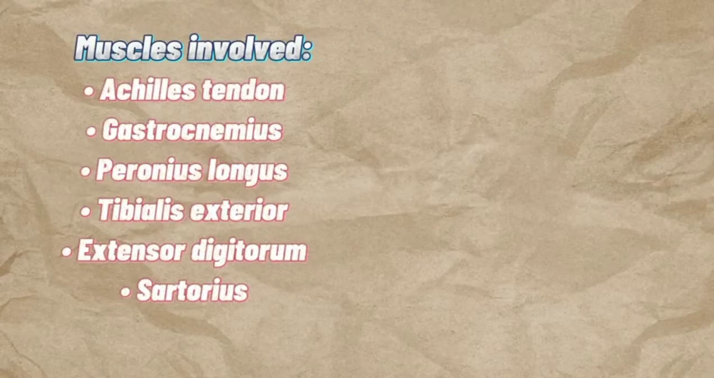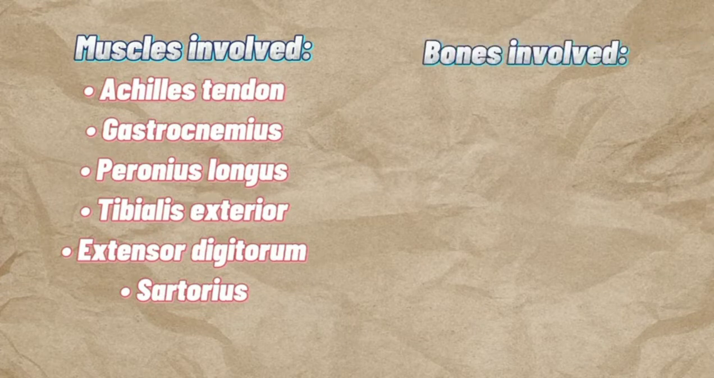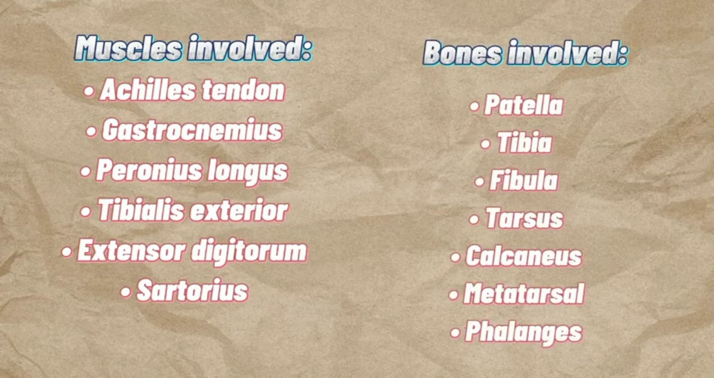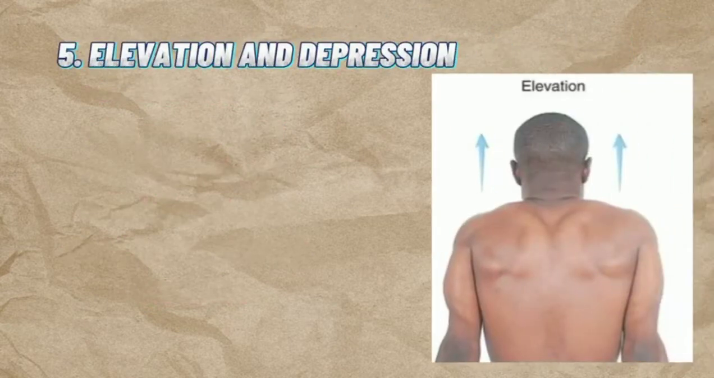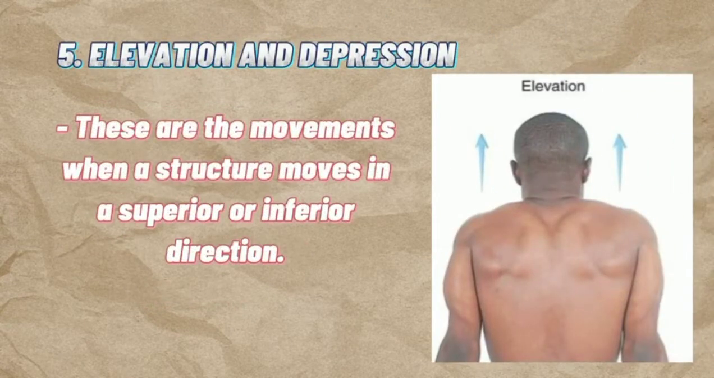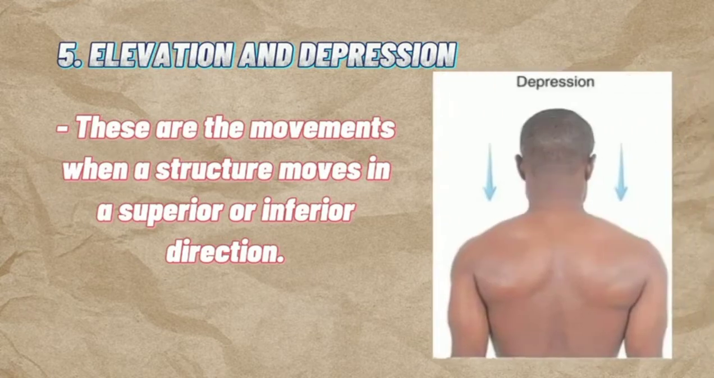Muscles involved are Achilles tendon, gastrocnemius, peroneus longus, tibialis anterior, extensor digitorum, and sartorius. Bones involved are patella, tibia, fibula, tarsus, calcaneus, metatarsal, and phalanges. The fifth movements are elevation and depression. These are the movements when a structure moves in a superior or inferior direction.